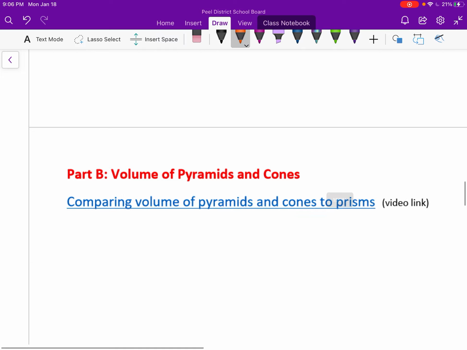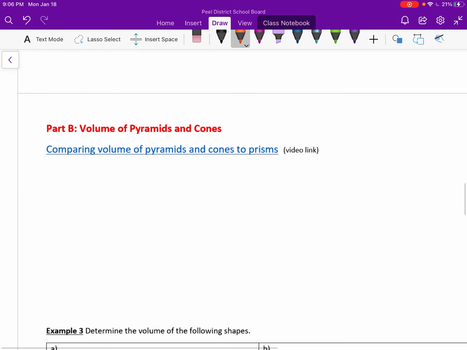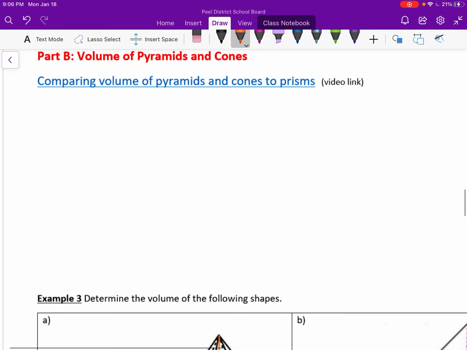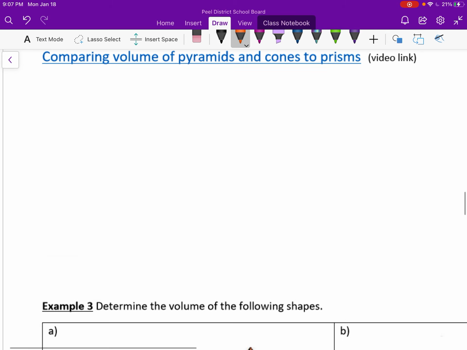Okay, so part B, volume of pyramids and cones. I'm actually going to show this video in class, but you can go onto your own D2L, and if you click on the link, it's a hyperlink and it'll take you to the video, right? So we're going to watch the video together, but I'm going to summarize it for you right now. A good summary of this video basically indicates, and bear with me as I draw these very ugly pyramids the best that I can, right?